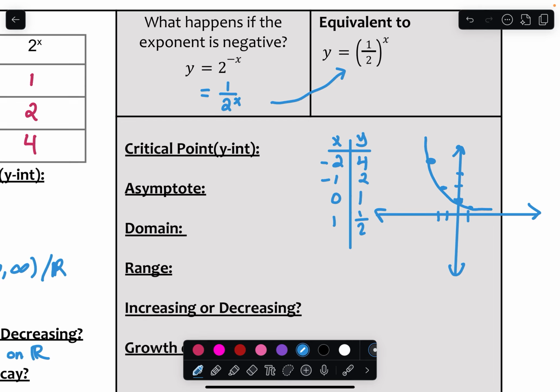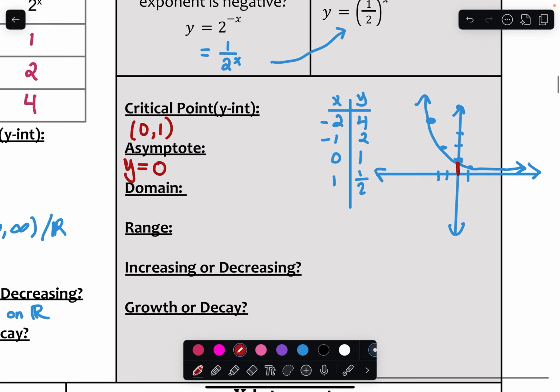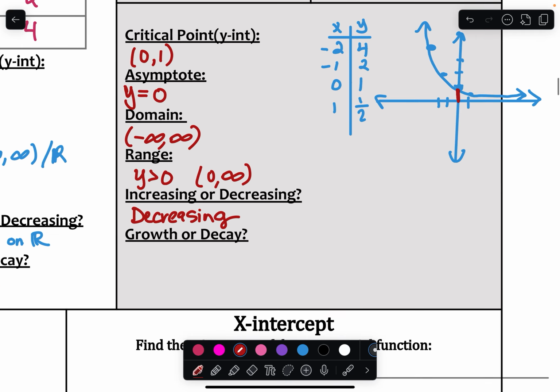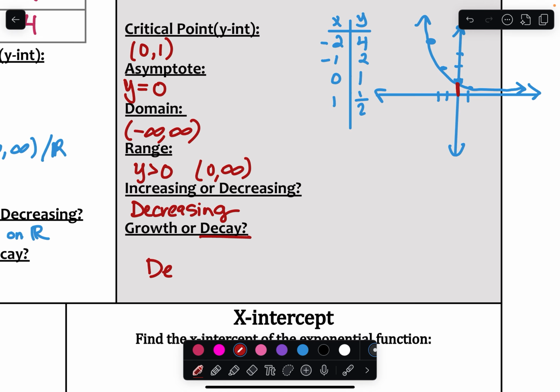And my function is just reflected across the y-axis. The critical point is still that vertical distance of 1 away from the horizontal asymptote. So it's (0, 1) in this case as well. The horizontal asymptote hasn't been shifted up or down, so it's still at y equals 0. The domain is all real numbers, and the range is the values that are strictly greater than 0. But instead of increasing, this function is now decreasing. As our x values increase, the y values decrease. And this is an example of what we call exponential decay.